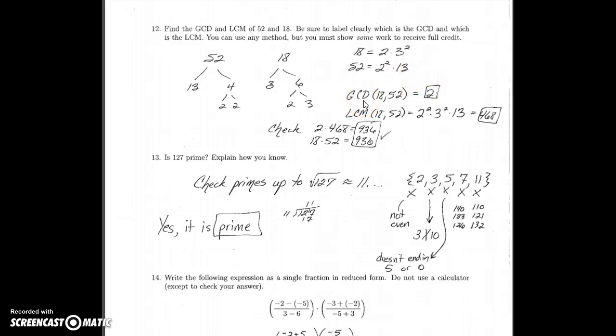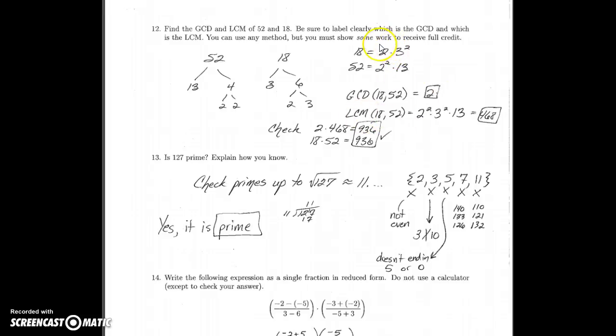GCD, I'm looking for, I have to make sure that whatever I find is represented in both numbers. So the highest power of 2 I can get is 1, because this one only has a power of 1. This one does have two 2's, but this one only has 1. And then this doesn't have any 3's, so I can't put 3's. This one doesn't have any 13's, so I can't put any 13's. So really 2 is the highest I can get here.